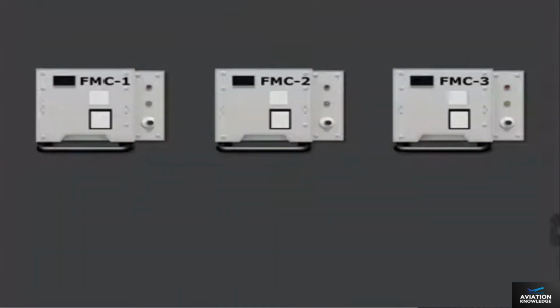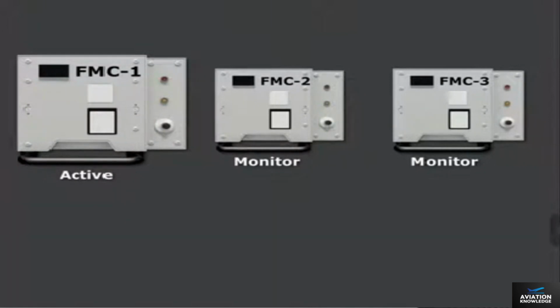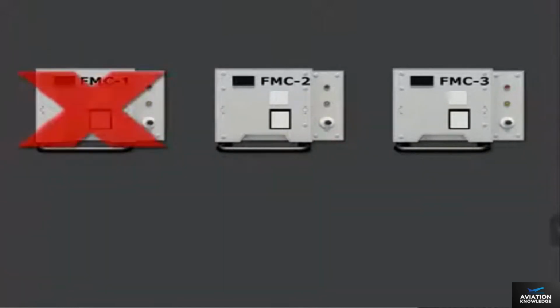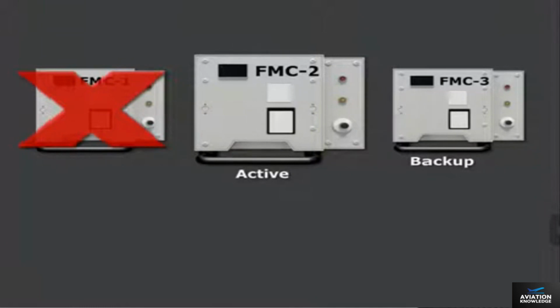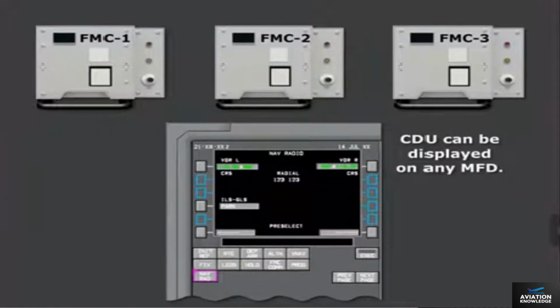The heart of the FMS is 3 independent flight management computers. During normal operations, one FMC is tasked with all flight management functions while the other FMCs monitor. The second FMC is ready to replace the first FMC if a system fault occurs. After the second FMC is active, the third FMC becomes available as a backup. The FMCs are controlled using the interactive graphic CDU, which can be displayed on any of the MFDs.